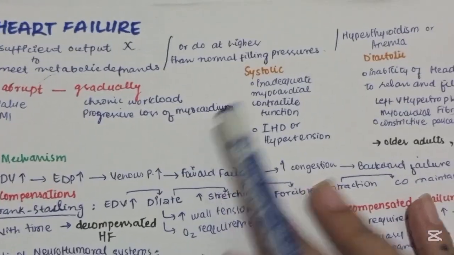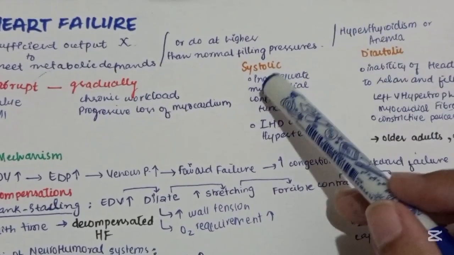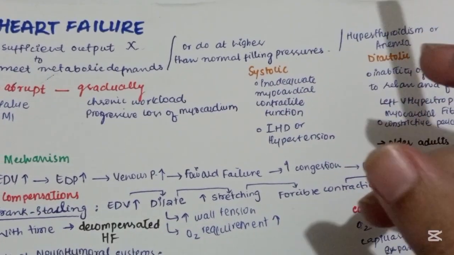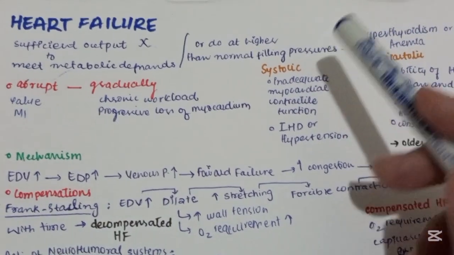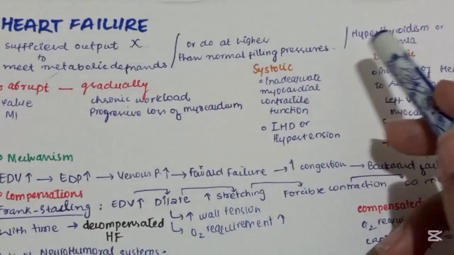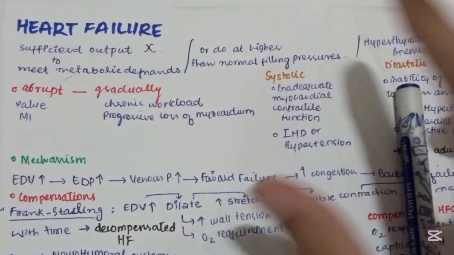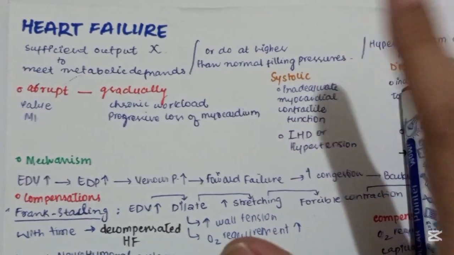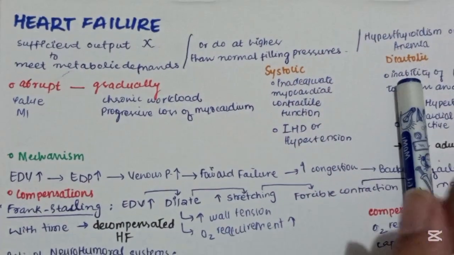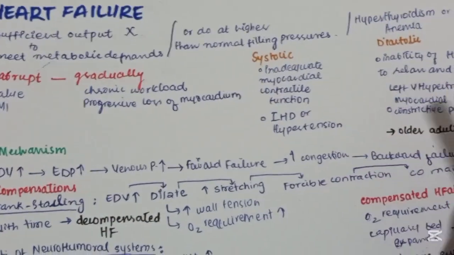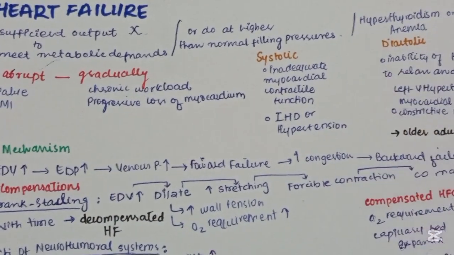There are two types. One is the systolic and other is the diastolic. So as the name indicates, in case of systolic, there is actually dysfunction in the systole. And what's actually happening in systole, there is contraction of myocardium. So the inadequate myocardial contractile function occurs in systolic heart failure, and it can happen in case of ischemic heart disease or hypertension. Now, diastolic heart failure.